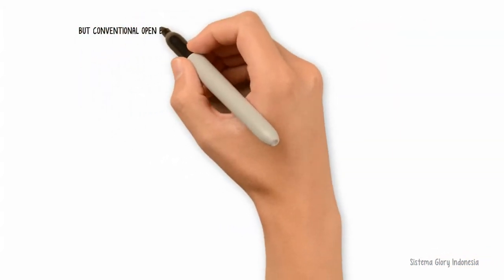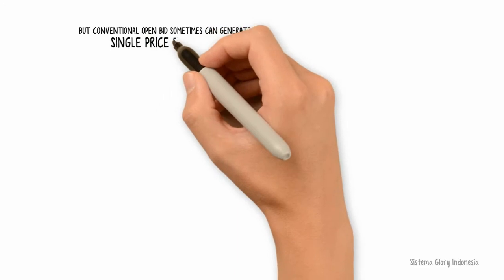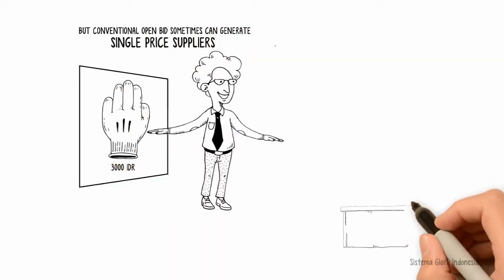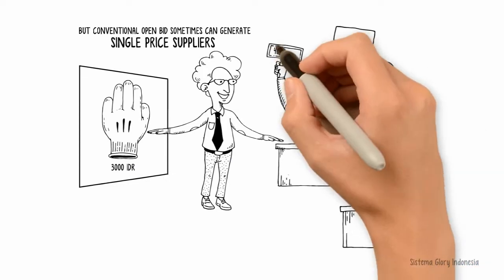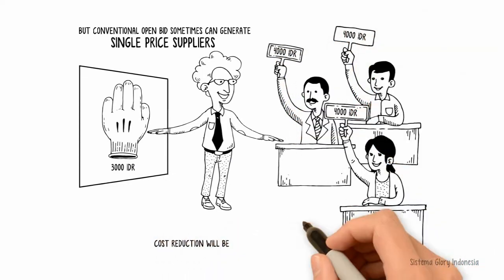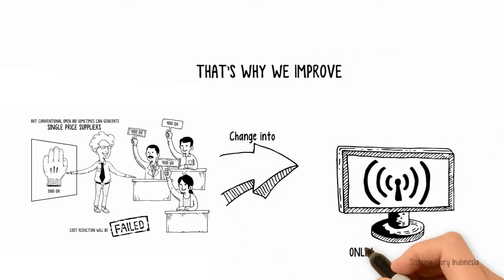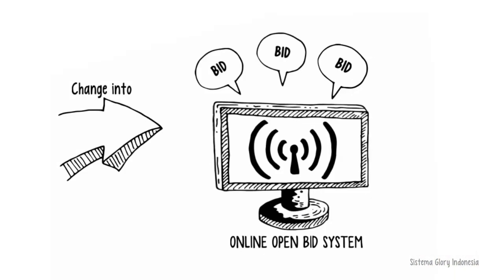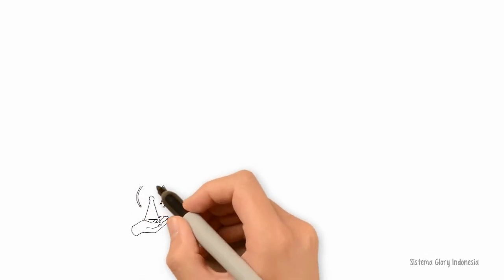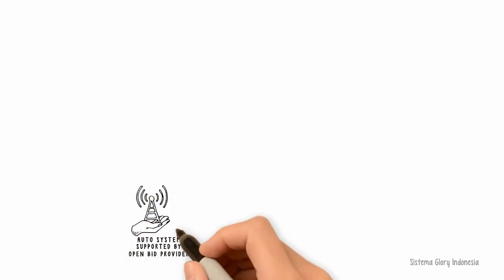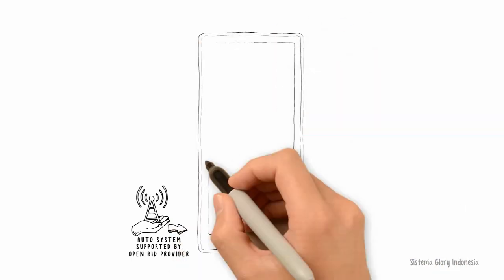But conventional open bids can sometimes generate single price suppliers. For example, people in the field will offer higher prices for the 3,000 rupiah gloves. Cost reduction will fail. That's why we improved the conventional open bid into an online open bid system. The tendering process will be done systematically, starting with registering, appointing a tender, classifying, up to the announcement.